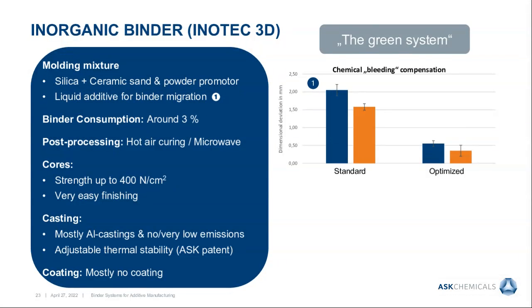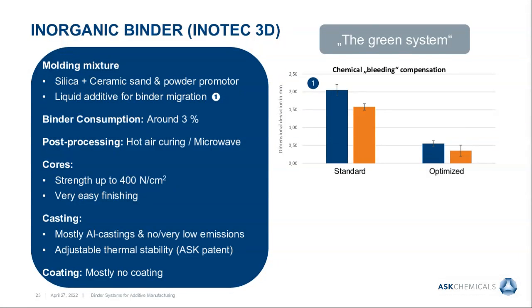The binder consumption for this system is somewhere around 3%. And similar to Novaset RP, there is a need for curing after printing. This can be done by hot air or, which is more popular, by microwave heating. The strength levels of Inutec 3D are around 400 Newton per square centimeter. And like Novaset RP, the parts are very easy to finish.